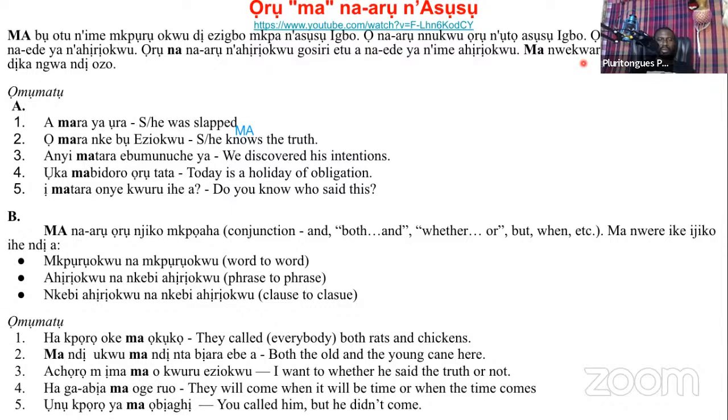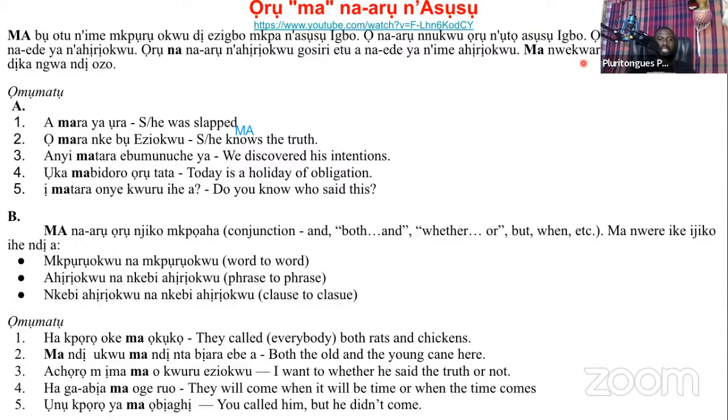Manaro orunjiko mpoaha. So in the bracket, you already see conjunction. Most of the time, that is where we see ma. That is where it shows itself. It's an area of specialty, conjunction. So it functions as a conjunction. And what is a conjunction? We just give examples in English, of course: and, both, whether, or, but, when, etc.